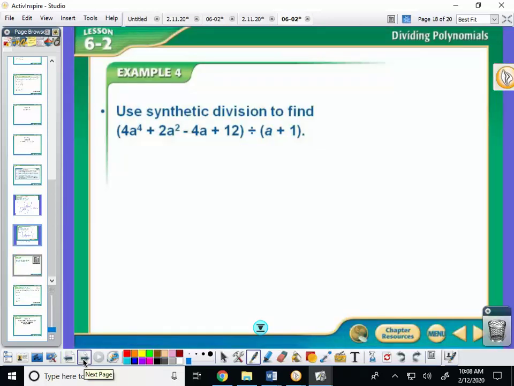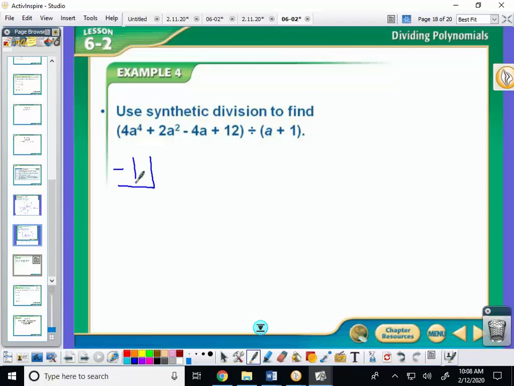How about this one? 4a to the 4th power plus 2a squared minus 4a plus 12. And we're dividing by a plus 1. What's going to go in the box off the side? Negative 1. Did you guys catch here that we're missing a term?